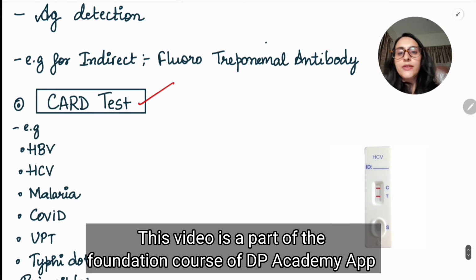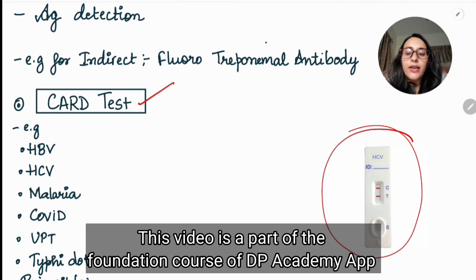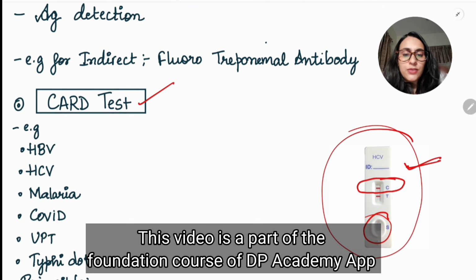Coming to the last test of this lecture, which is the CARD test. Now the CARD test, we have seen in the urine pregnancy test kit, UPT. You have seen the CARD test in COVID also. On this card, we are going to put the serum here, and one line is our control line. That means it is always present. This line tells about the validity of the test. If it is present, that means the card is all right. So that is the control line.